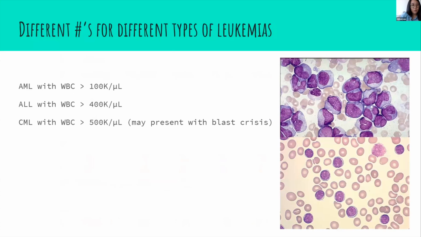For leukostasis, there are different white blood cell counts that will qualify as leukostasis for different leukemias. The reason for that is that in these different leukemias, the cells will be different sizes. If you can see the images on the right side of the screen, the top image is AML and the bottom image is ALL. You can already see that the white blood cells, in comparison to the RBCs, are different sizes and shapes. So that's why for AML, you usually see leukostasis at a lower WBC count than the other leukemias.